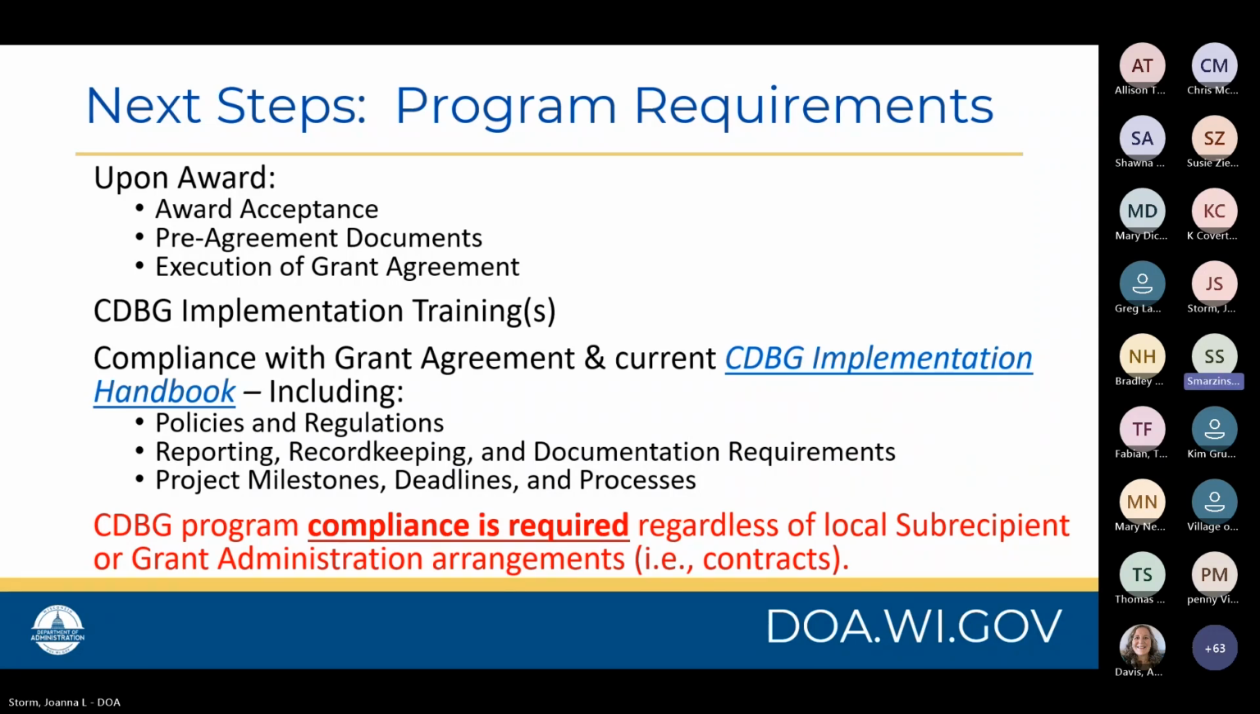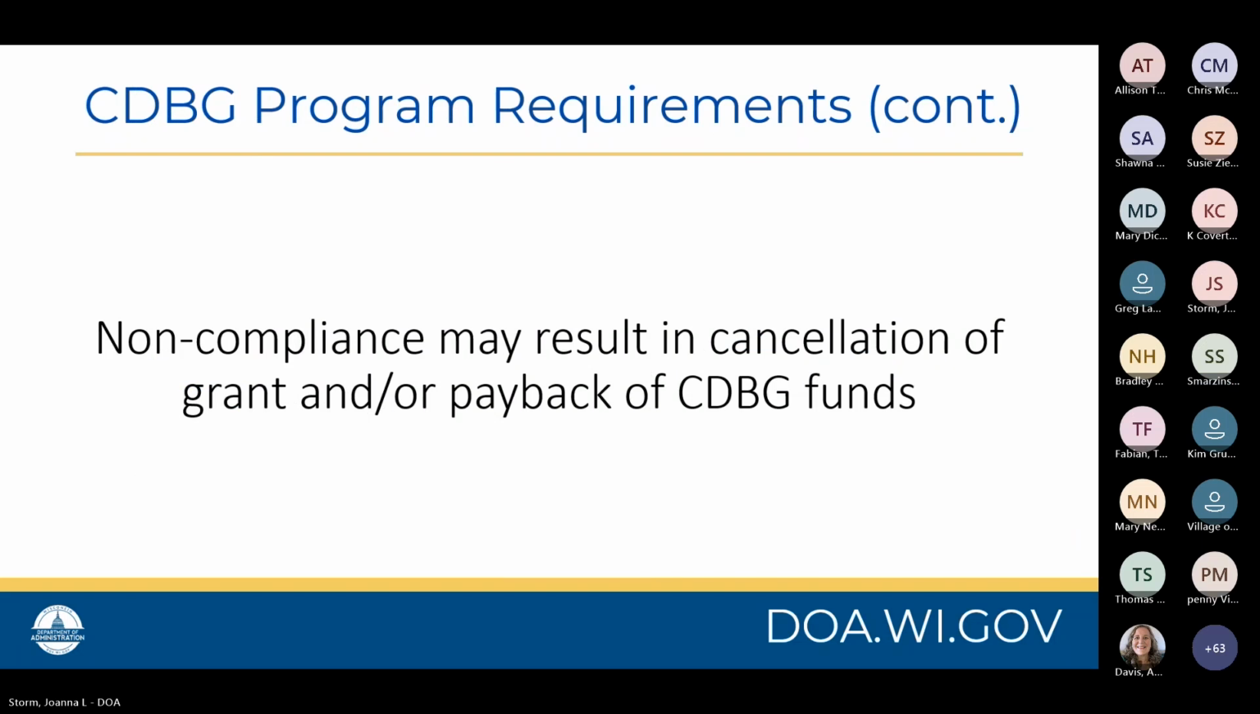The handbook chapters and the associated chapter attachments and forms are posted on our website. The UGLUG is responsible for ensuring the terms of the grant agreement are met. UGLUGs that contract with a third-party consultant to provide grant administrative services for their project will remain the responsible entity for compliance and held accountable for any non-compliance issues. Please note, non-compliance with program rules may result in cancellation of the grant, and/or the UGLUG may be required to pay back or return CDBG funds to the state. Be aware this has happened multiple times before.